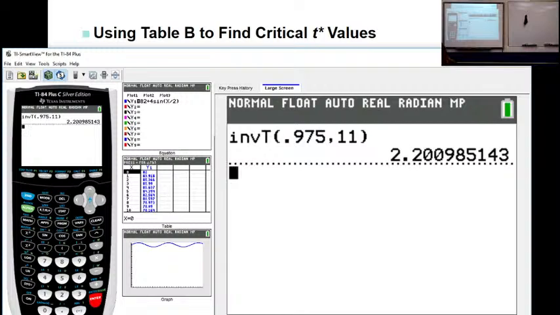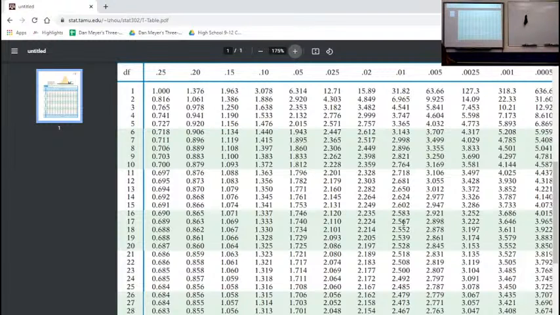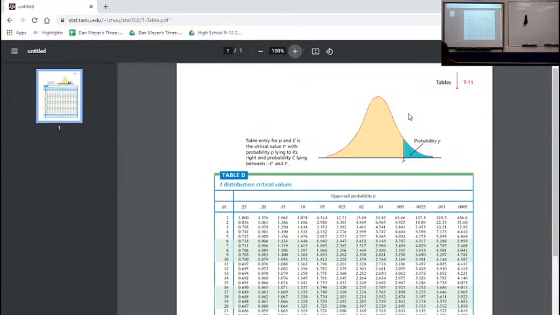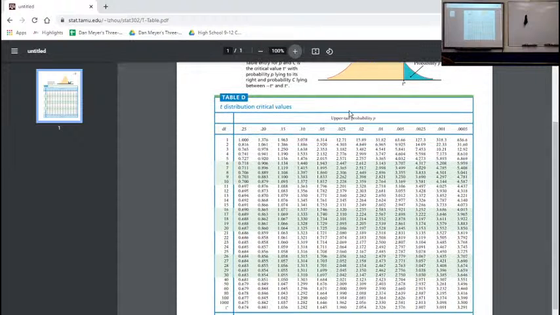If you don't have that in your calculator, which I know some people in this class have an older calculator, then you can use a table. This is in the back of your textbook, or if you're more comfortable with the table. What this table looks like, just to give an idea. Along the columns are upper tail probability.